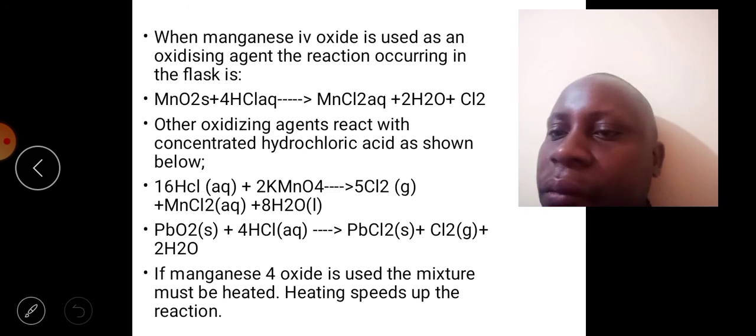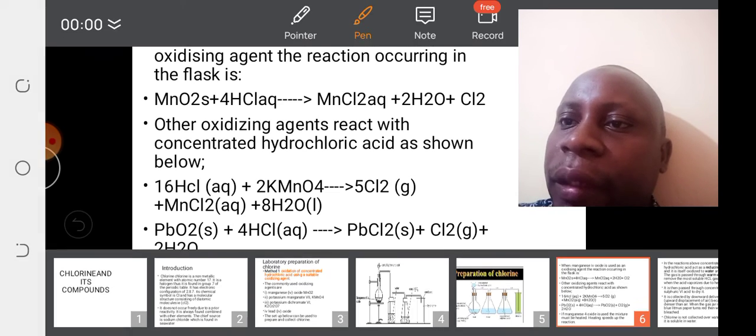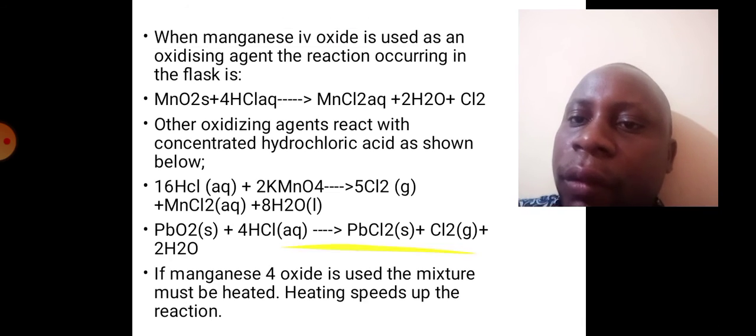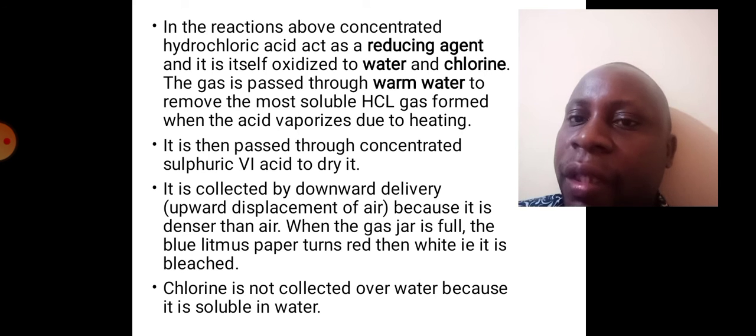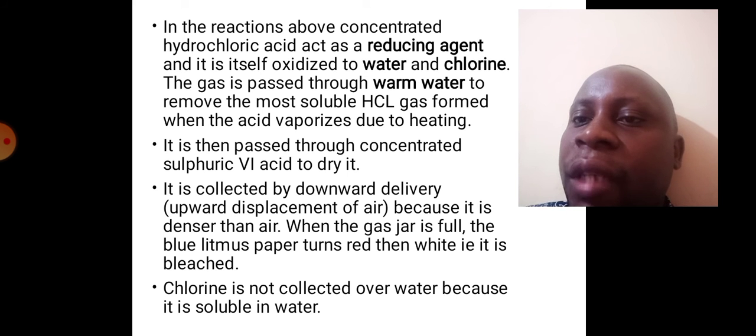Now, what are some of the physical properties of chlorine? Because we have talked about all this, we can pass through this literature very fast. We've said that in the reactions above, concentrated hydrochloric acid acts as a reducing agent and itself is oxidized to water and chlorine. The gas is passed through warm water.